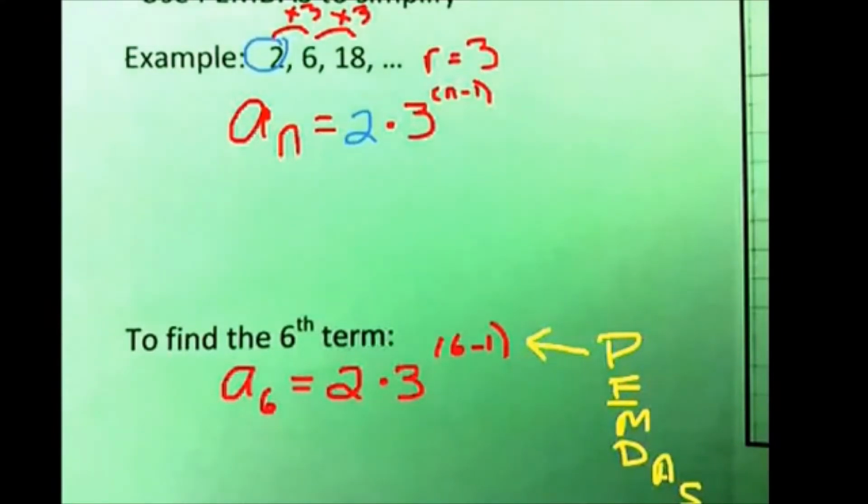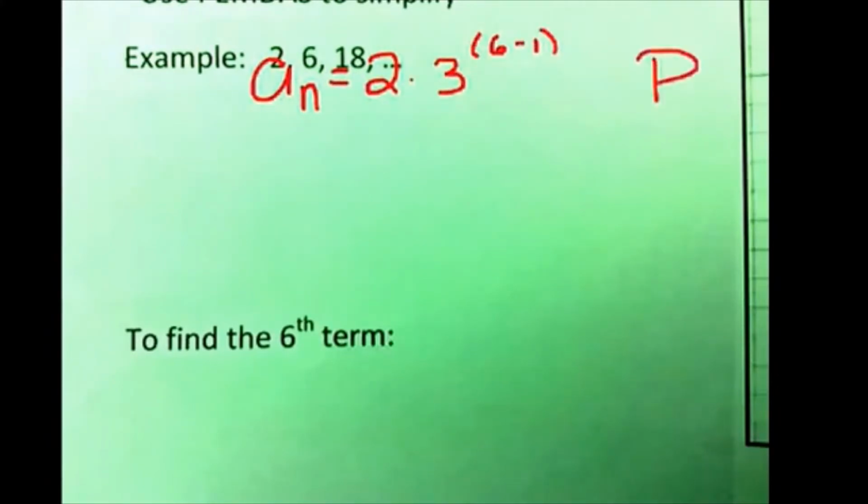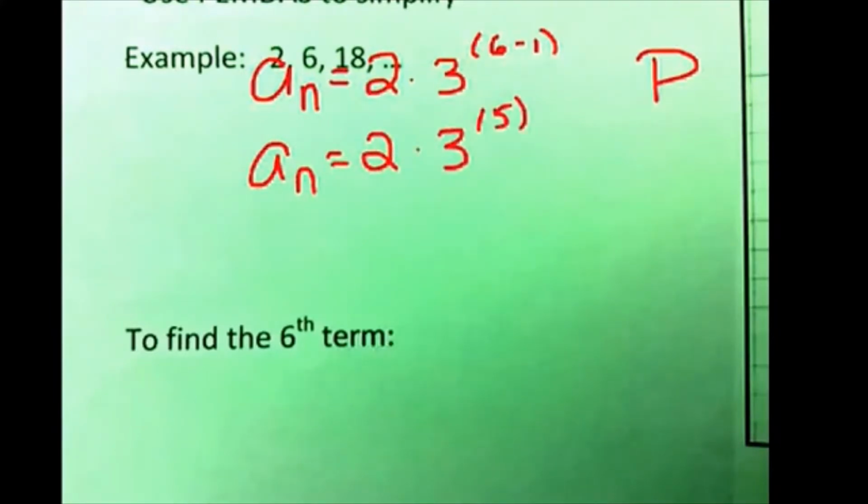I'm going to get us some more room. Let me rewrite that for us. A sub n equals 2 times 3 to the 6 minus 1 power. So doing my PEMDAS, first my parentheses, I'm going to do a sub n equals 2 times 3 to the 5th power, because 6 minus 1 is 5. You can leave the parentheses there or not, but now they're cleaned up to one number, so I don't necessarily need them, so maybe I'll just write 3 to the 5th power.